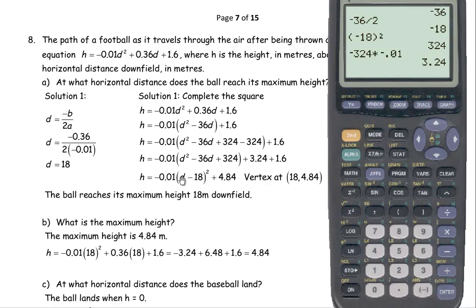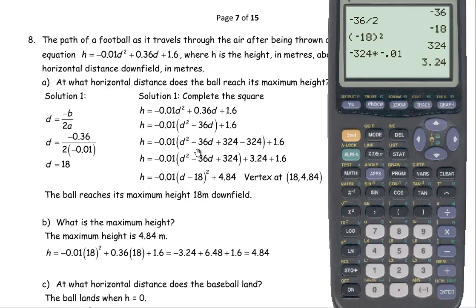The first coordinate is the d, the horizontal distance. That's how you get the d is 18, just like d is 18 here. And the 4.84 is the height, the h coordinate or y coordinate if you want to put y there. So that's how high it is. That's the maximum height. That's the answer to B here.